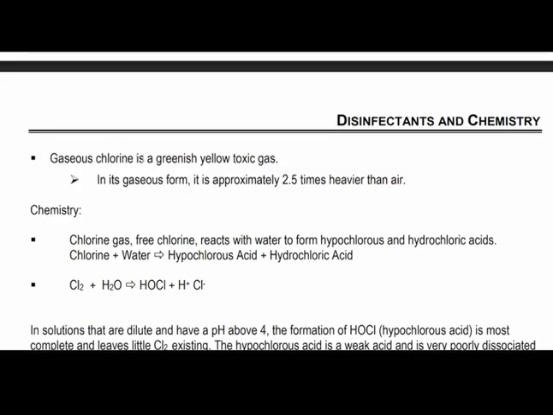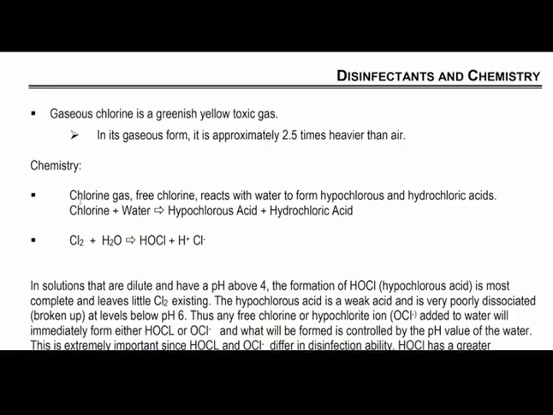Gaseous chlorine is a greenish-yellow toxic gas. In its gaseous form, it is approximately 2.5 times heavier than air. Chlorine gas, free chlorine, reacts with water to form hypochlorous and hydrochloric acids. Chlorine plus water equals hypochlorous acid and hydrochloric acid.